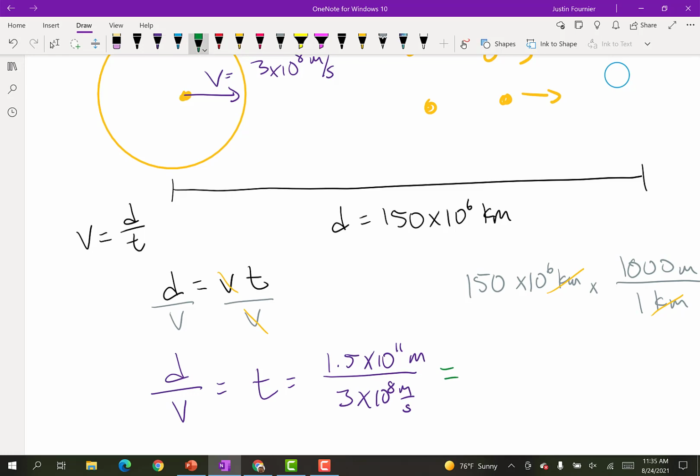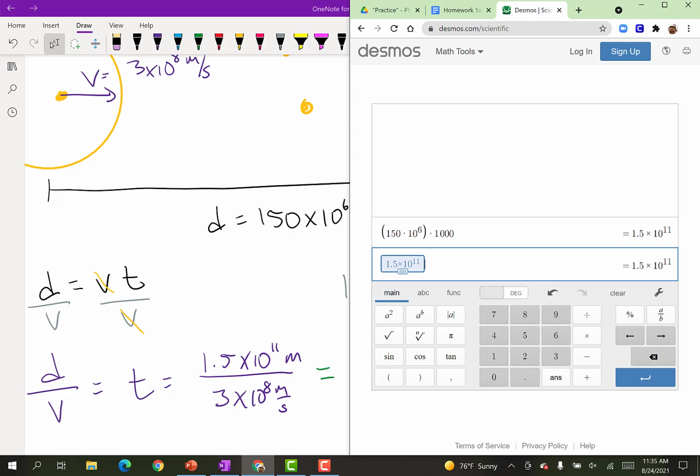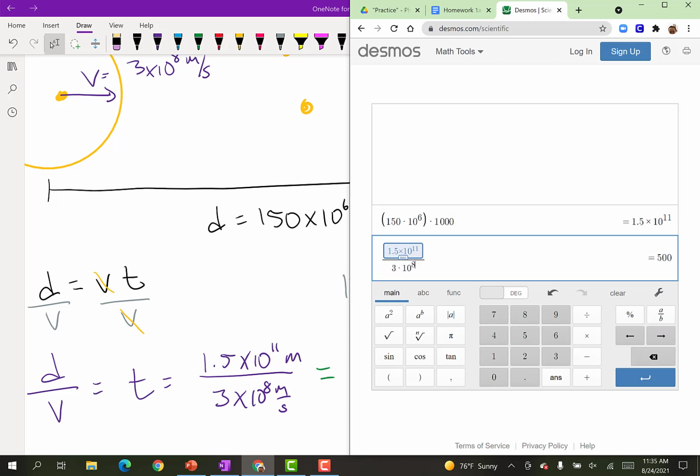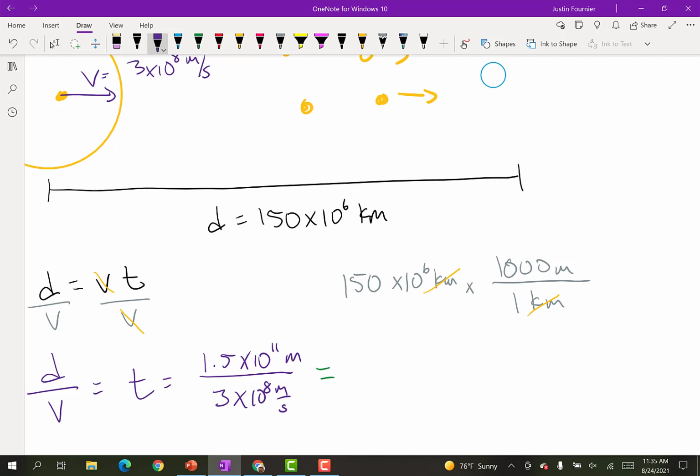So I'll just use this answer, divided by 3 times 10 to the 8. All right, and that gives me 500. So 500 seconds, because seconds is my unit. I got 500 seconds because the meters cancel out, and I get 1 over seconds, but it's in the denominator, so that seconds then gets flipped up into the numerator.